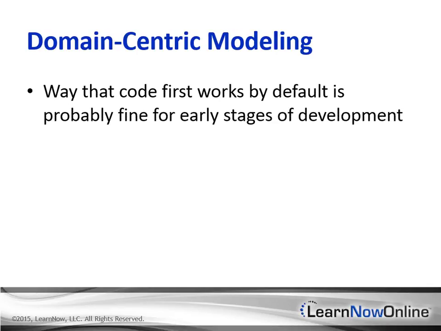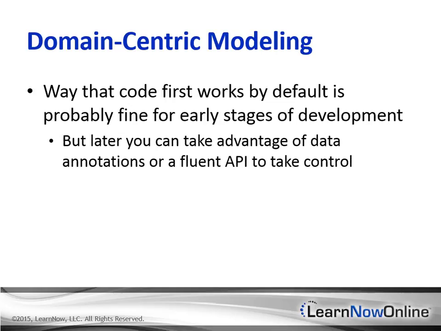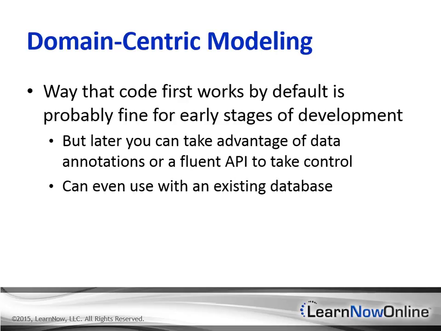The way that Code First works, by default, will probably work for most applications early in their development cycle. But when you're ready to deploy the application to a production server, or need more flexibility in how Entity Framework creates a database, you can take advantage of data annotations on the model classes, or use a Fluent API to take control of the process. And even if you have an existing database that the application will use, you can still use Code First Design and map the POCOs to the existing tables and fields.